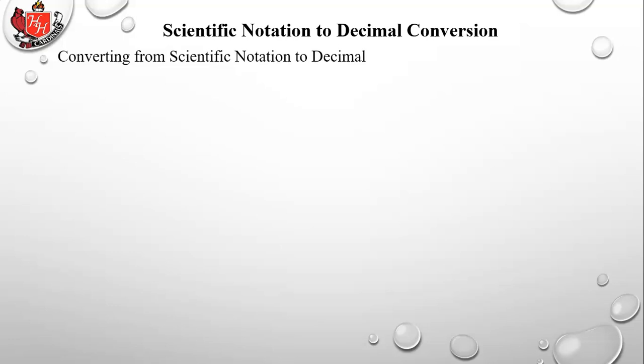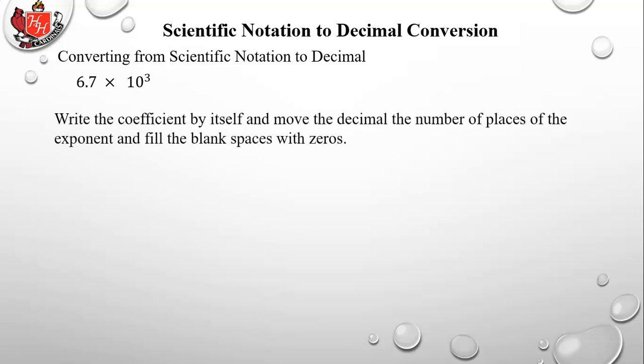So converting from scientific notation to decimal now. So there we have a scientific notation number. So you write the coefficient by itself and move the decimal the number of places of the exponent and fill the blank spaces with zeros. So first we're going to write 6.7. You see that it's 10 to the 3rd. So you're going to move the decimal 3 places.